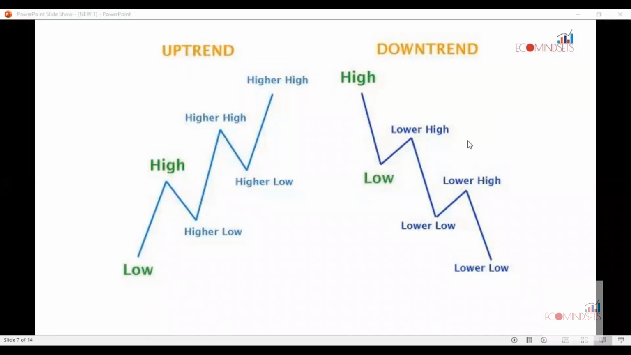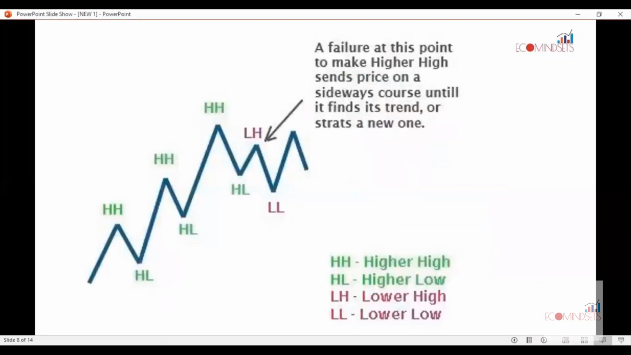All right. So let's look at the next thing. Now, for a trend to change, let's say we are in an uptrend, for it to change to a downtrend, there should be what we call a failure of a new high being formed. There will be a failure of a new higher high being formed.